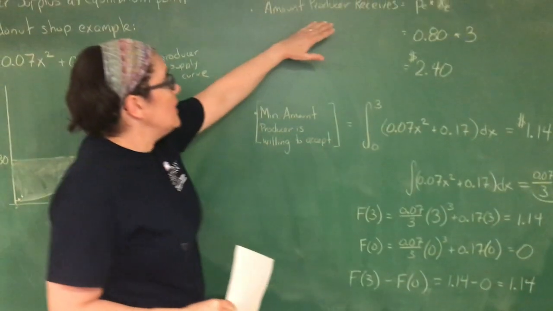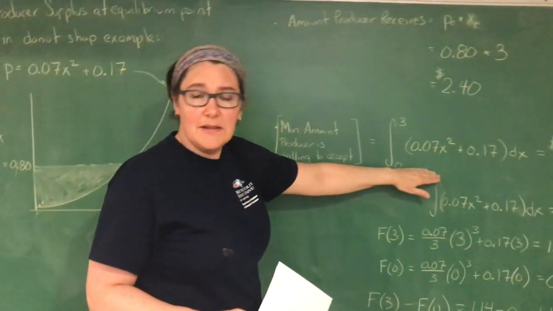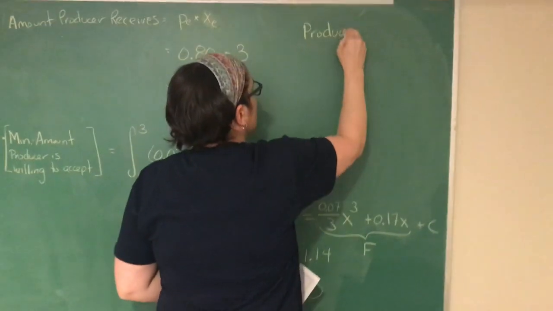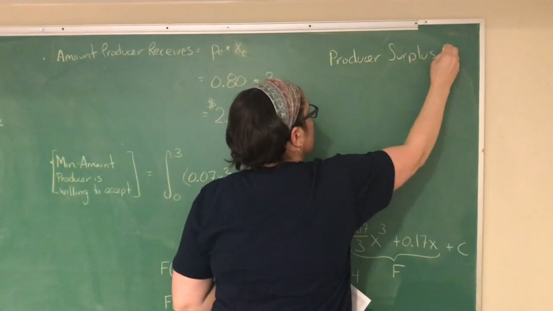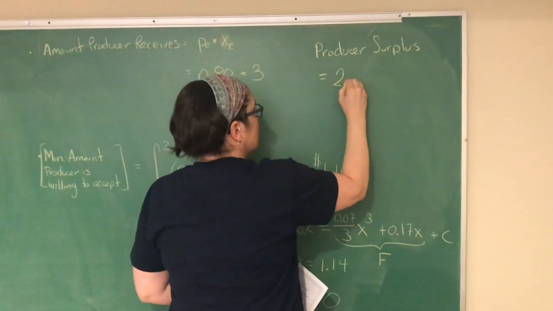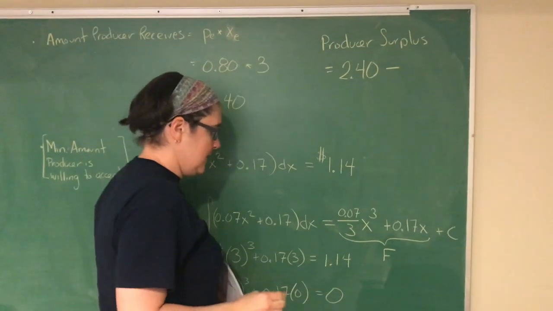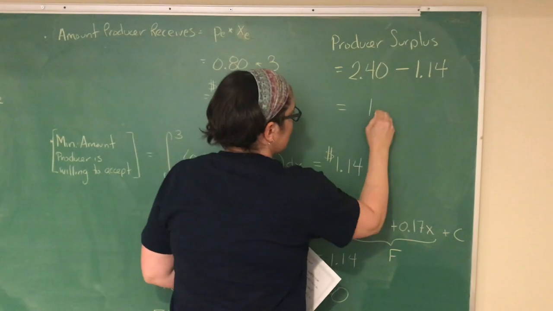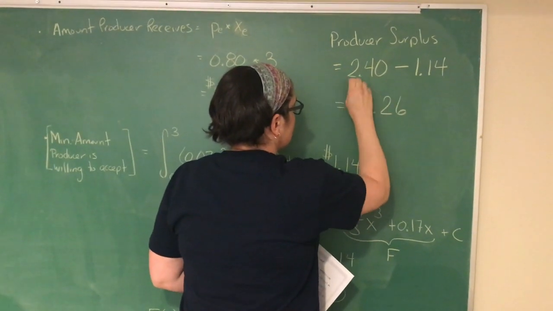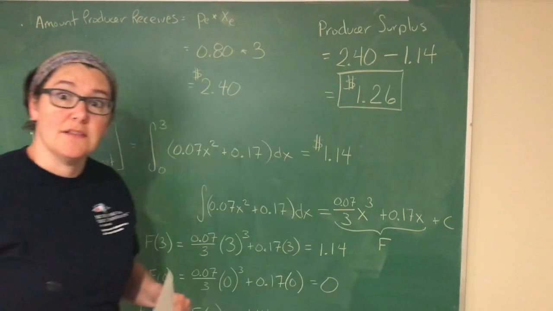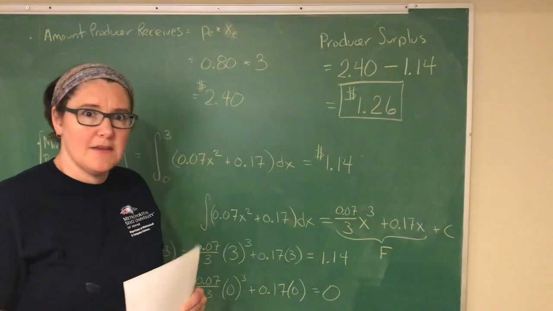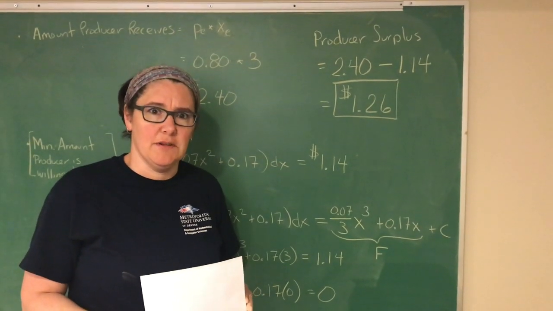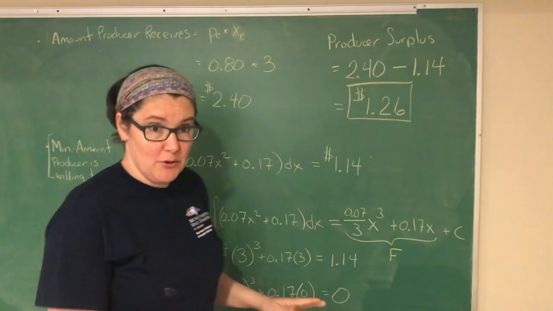Okay, so we've got our rectangle area, we have our integral area, and now to calculate our producer surplus, our producer surplus is going to be $2.40 minus $1.14, and what I get for that is $1.26. So the producer feels happy that they have made $1.26 above what they minimally expected to make on 3 donuts.